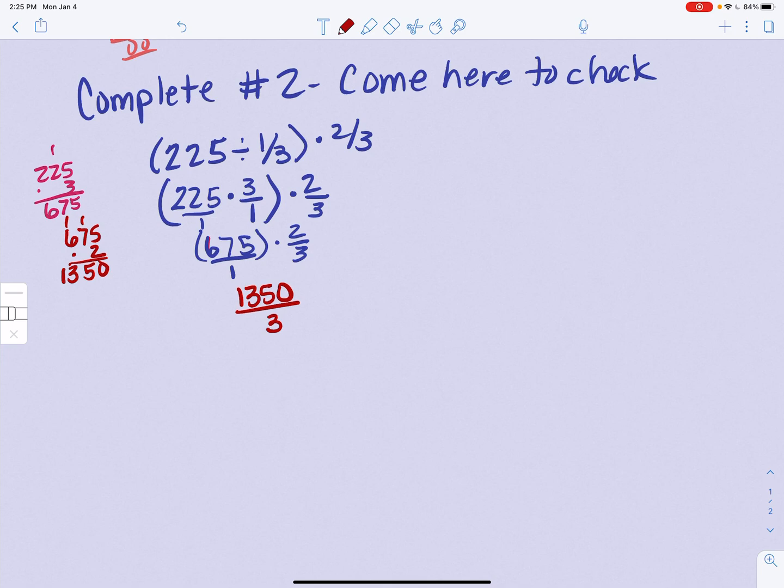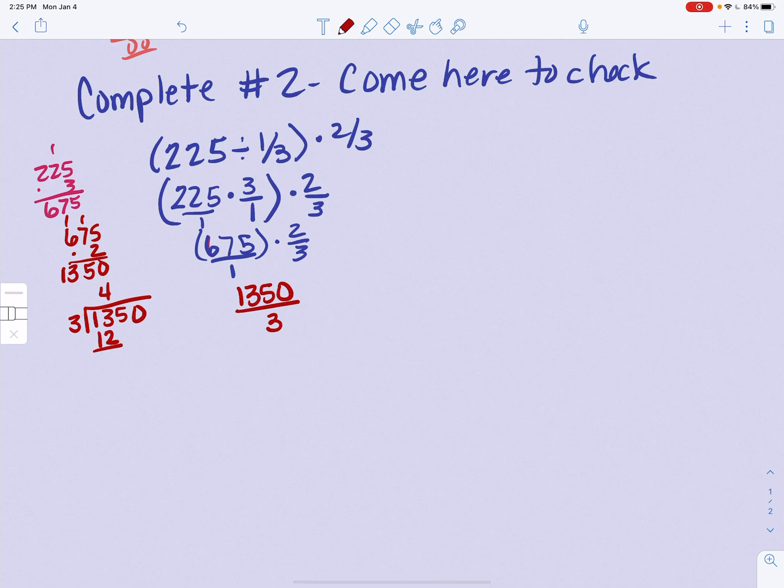Now I have to divide again. I should have changed the color, sorry. 1350, my top number goes under, my other number goes outside. 3 goes into 13 4 times, it's close. Okay, bring down my 5. 3 goes into 15 5 times. Bring down my 0. 3 goes into 0 0 times. So guess what? This one comes out even. So the final answer to this one is 450.